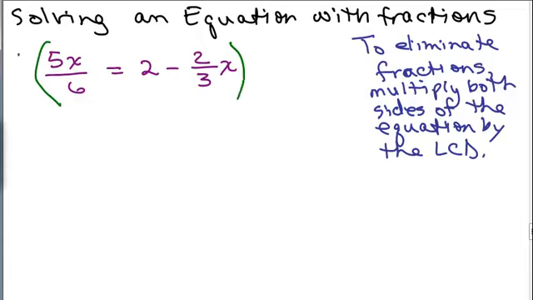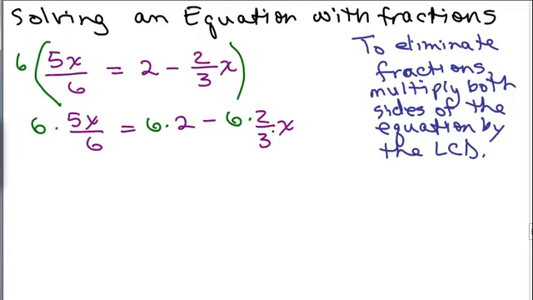So I'm going to multiply 6 by every term on both sides of the equation. So we have 6 times 5x over 6. We have the 6 times the 2, no fractions at all there. And then we have 6 minus 6 times the 2/3 x. And then we cancel. These 6's cancel. Everywhere there's a denominator, it should cancel.